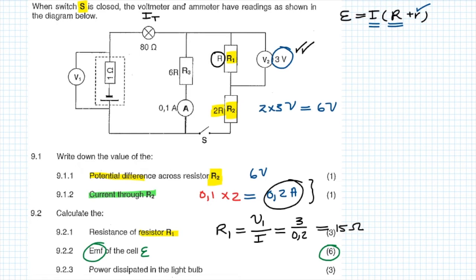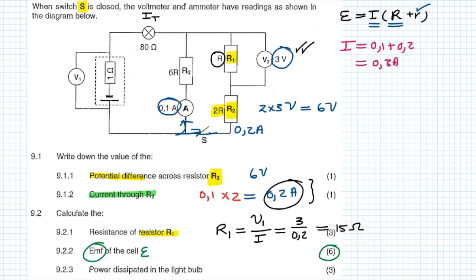So let's start off by determining the total current that flows through the circuit. If a current of 0.1 amperes flows through this part, and through the other part we have a current of 0.2 amperes, then we know that the total current is going to equal 0.1 plus 0.2, which gives us an answer of 0.3 amperes. This is the total current flowing through the circuit.